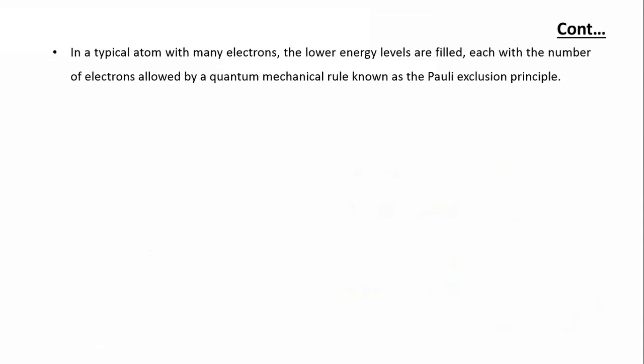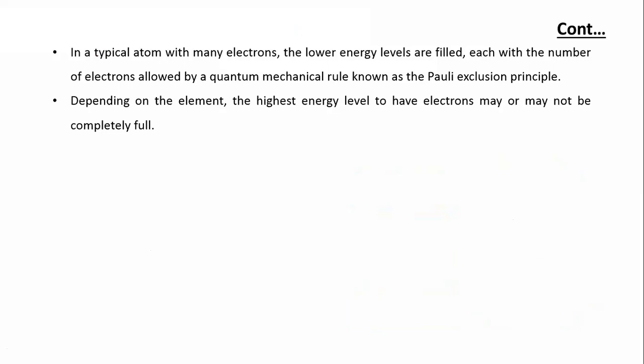In a typical atom with many electrons, the lower energy levels are filled, each with the number of electrons allowed by a quantum mechanical rule known as the Pauli exclusion principle. Depending on the element, the highest energy level to have electrons may or may not be completely full.